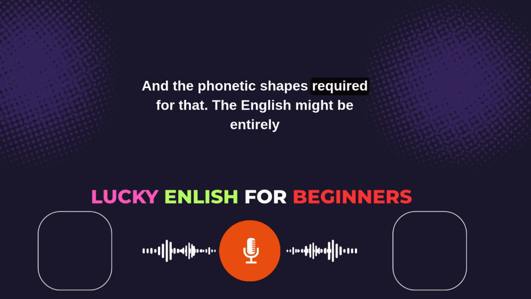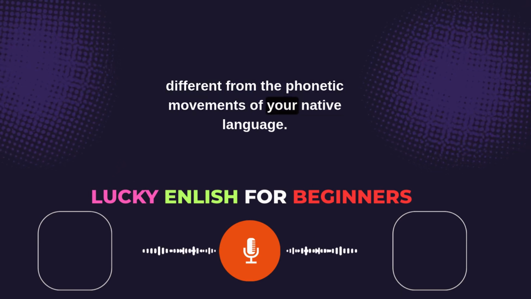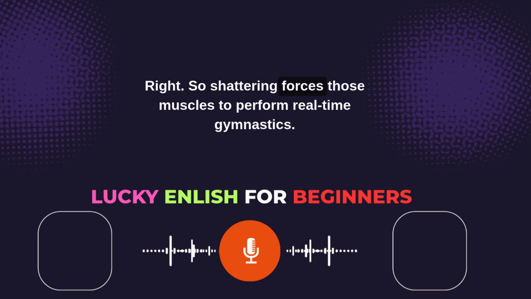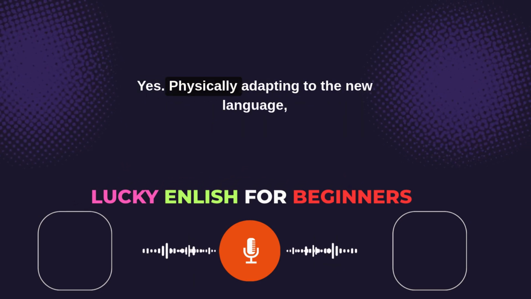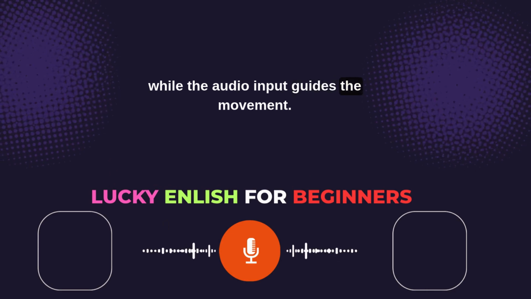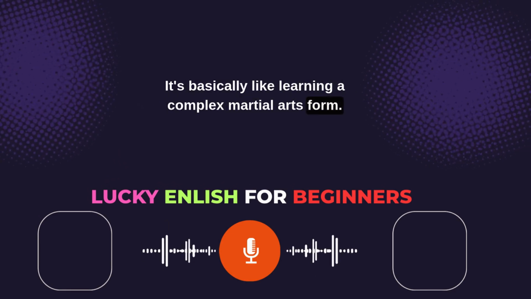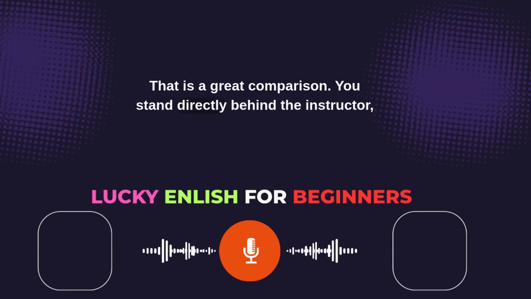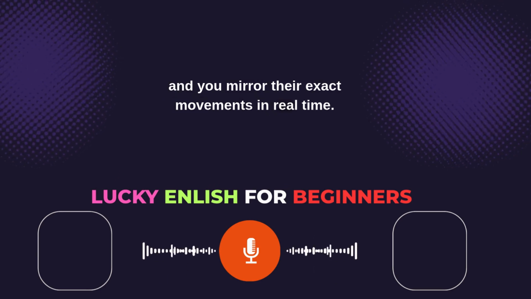And the phonetic shapes required for English might be entirely different from the phonetic movements of your native language. Right, so shadowing forces those muscles to perform real-time gymnastics. Yes, physically adapting to the new language, while the audio input guides the movement. It's basically like learning a complex martial arts form. That is a great comparison. You stand directly behind the instructor, and you mirror their exact movements in real time.